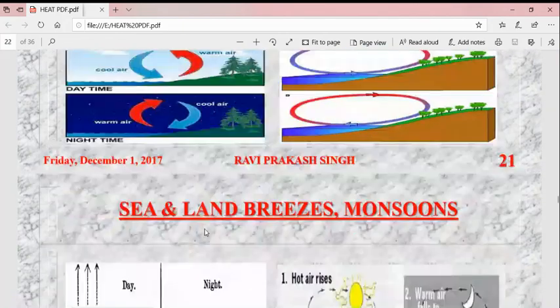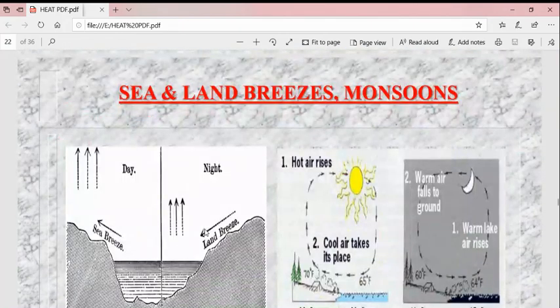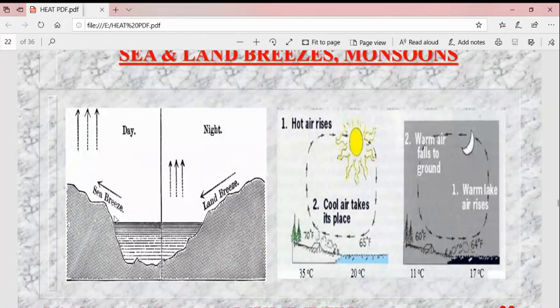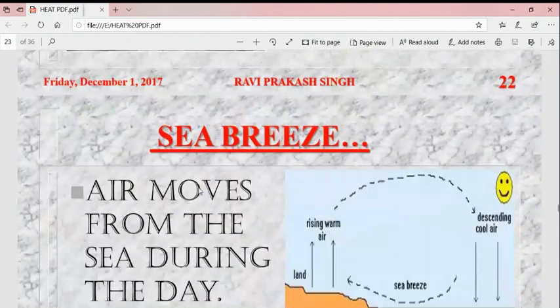So next one, sea and land breeze, again the picture you can see here. During daytime, sea breeze moves towards the land, and during night time, land breeze moves towards the sea. So this is how the circulation is taking place in the coastal areas.